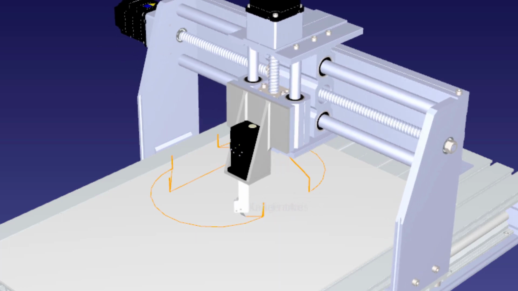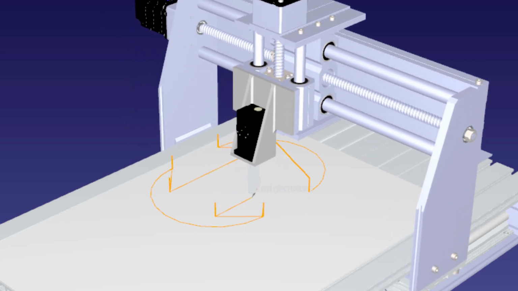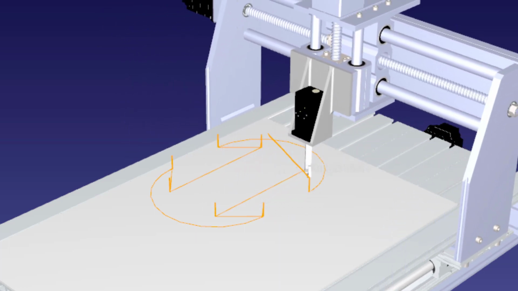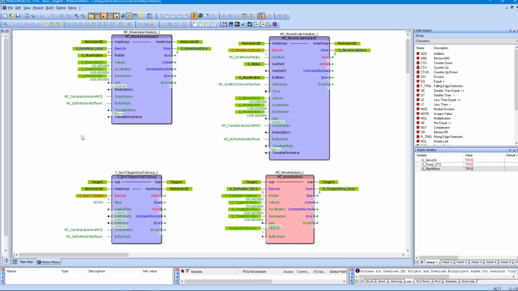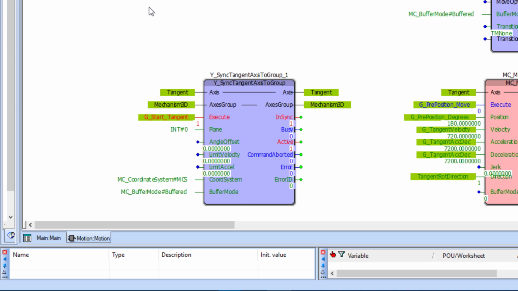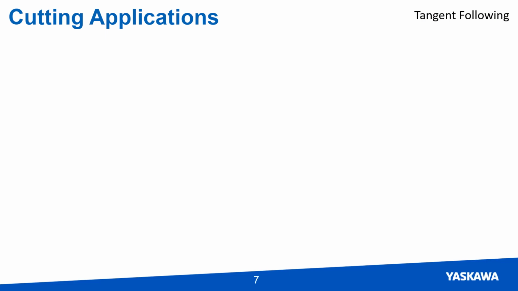At non-collinear angles, the knife will lift out of the material to rotate so the material and the knife are not damaged. The complex tangent rotation is handled by the Y-sync tangent axis to group function block. The programmer provides the correct input information, and the function block manages the rotation of the path following tangent axis. So what is tangent following and why is it needed?